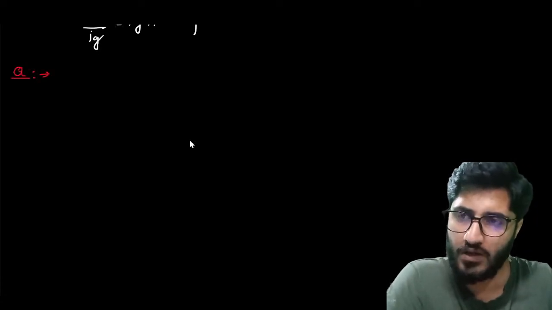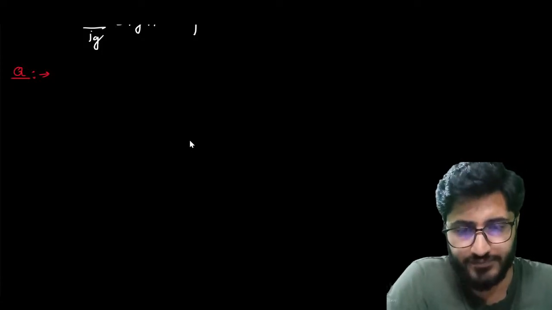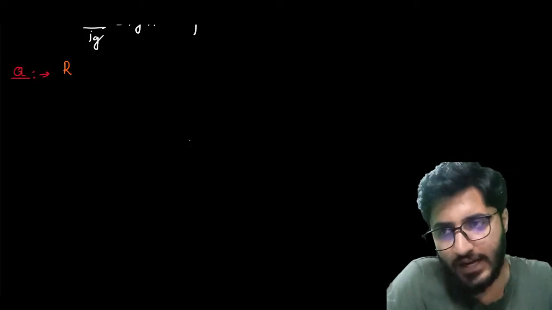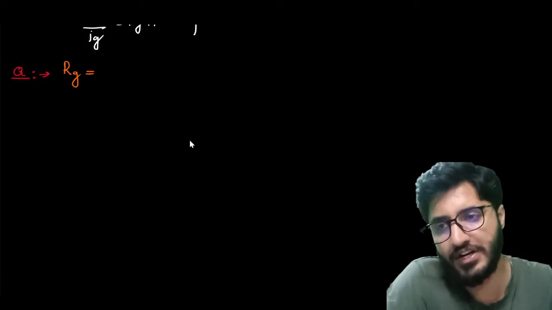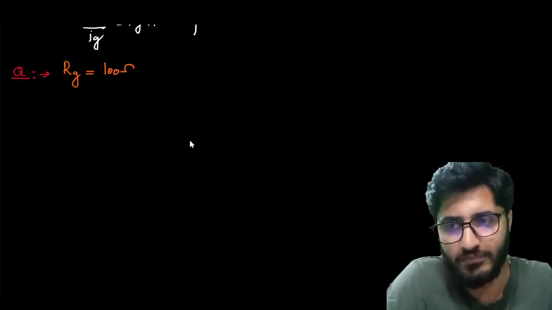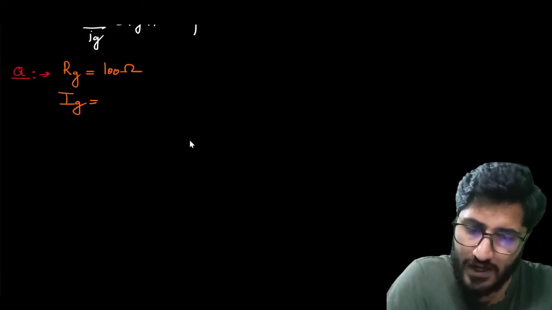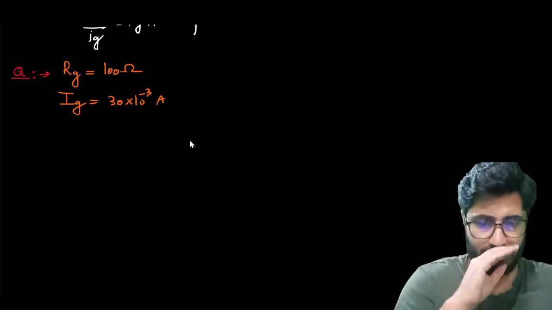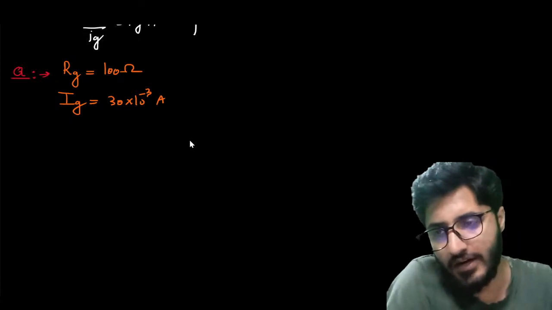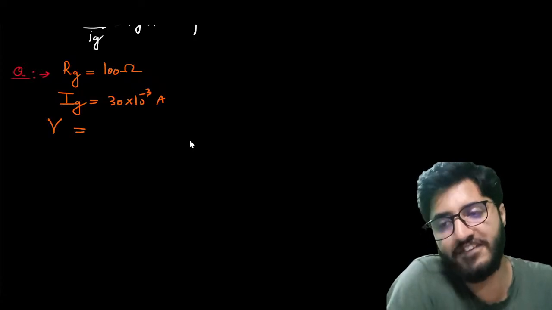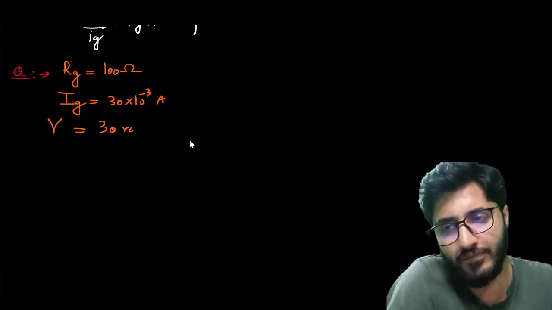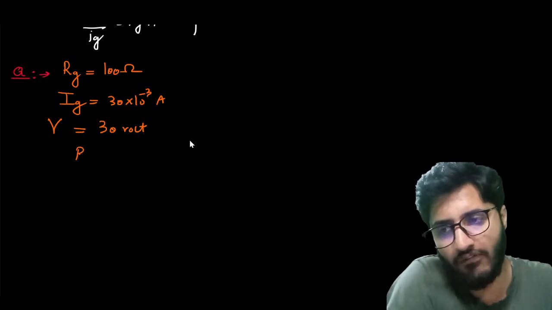Look beta. Suppose we have given a galvanometer, and the galvanometer's resistance is, let's suppose, 100 ohm. And the current which is flowing through the galvanometer, its value is 30 milliampere, 30 × 10^-3 ampere. And the potential difference is given as 30 volt. Find the value of R in the voltmeter.